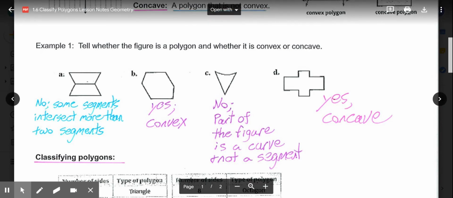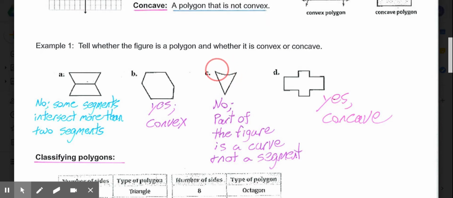In C, I notice we have a curve as part of our perimeter. That cannot happen with a polygon. We need straight line segments. So no, this is not a polygon. Part of the figure is a curve, not a segment.